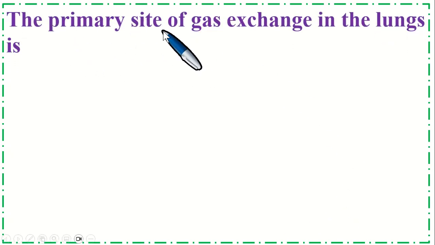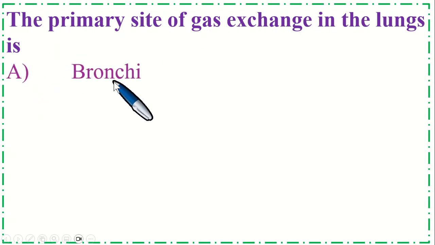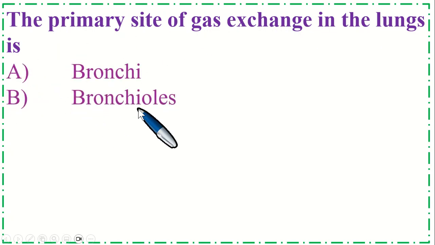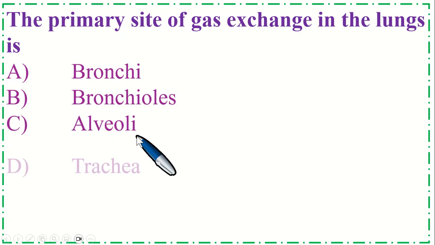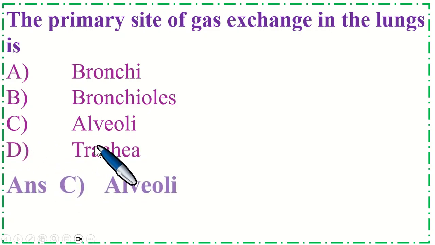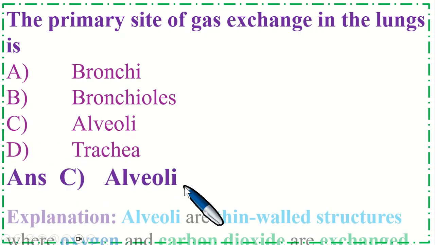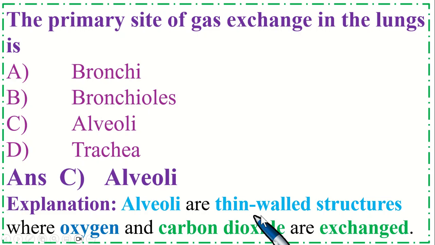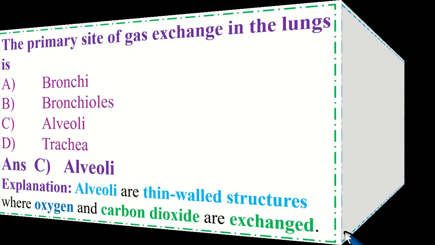The primary site of gas exchange in the lungs is: option A bronchi, B bronchioles, C alveoli, and option D trachea. So the correct option is C, alveoli. Alveoli are thin-walled structures where oxygen and carbon dioxide are exchanged.